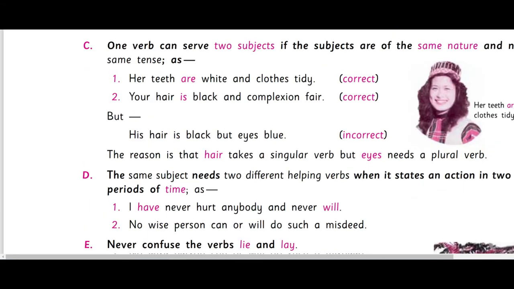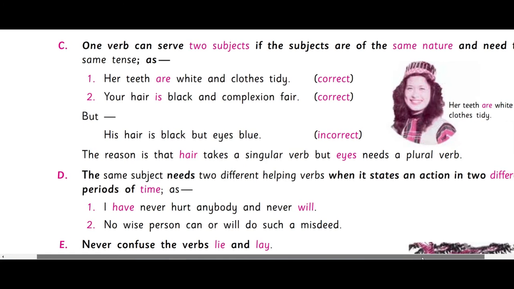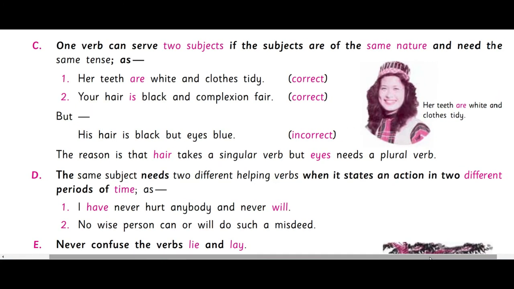One verb can serve two subjects if the subjects are of the same nature and need the same tense. For example, her teeth are white and clothes tidy. One verb is used for the two subjects: her teeth are white and clothes are also tidy. So in that, are is omitted because of the same subject nature and also the same tense.